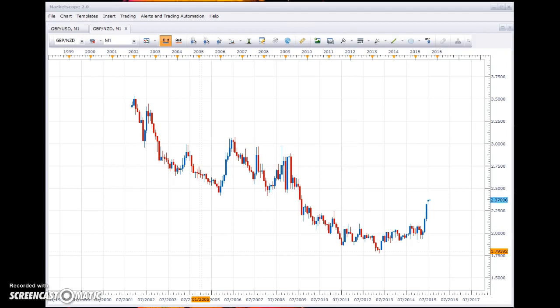Today we're going to discuss something that is of particular interest to me, and that is the way in which the correlation works when trading cross pairs. For example, today we're going to talk about the pound kiwi in particular. It is Tuesday the 4th of August 2015, and we are in the afternoon, British summer time.